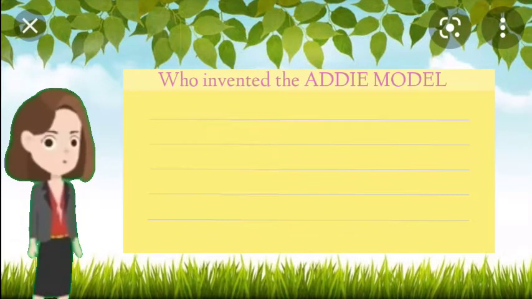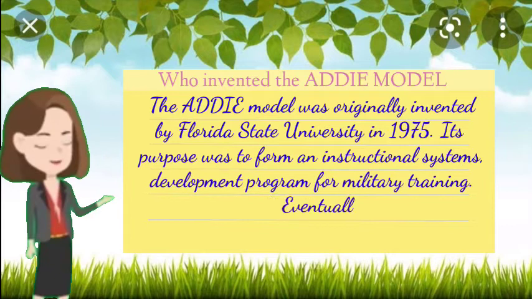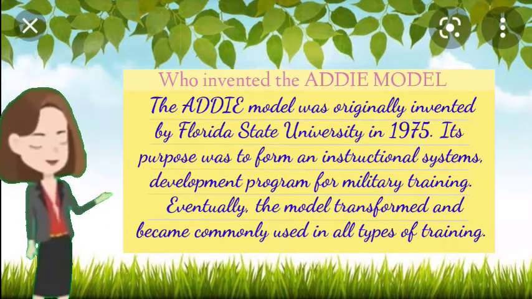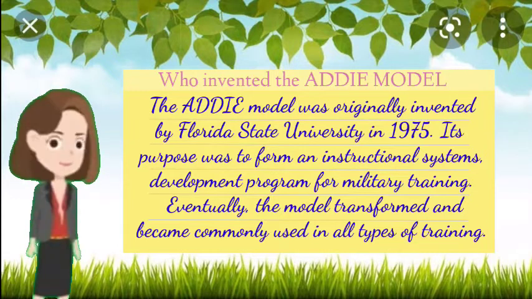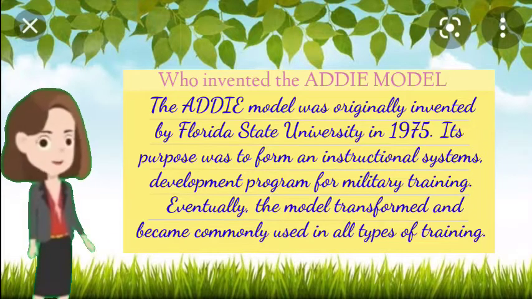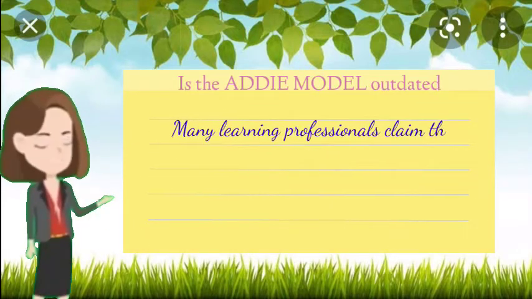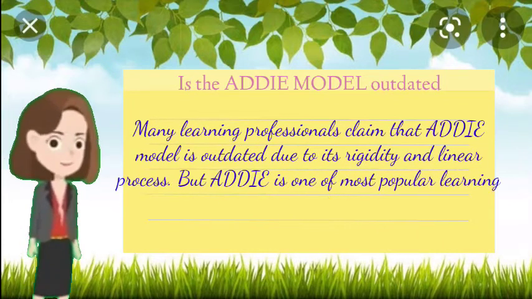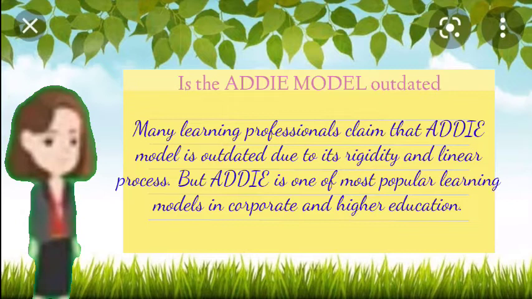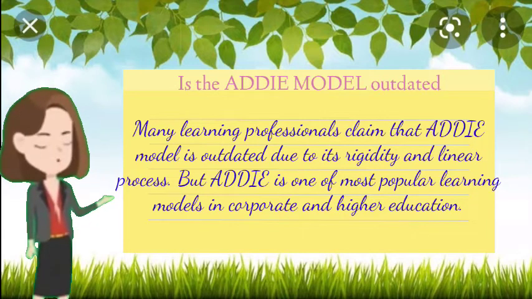Who invented the ADDIE model? The ADDIE model was originally invented by Florida State University in 1975. Its purpose was to form an instructional systems development program for military training. Eventually, the model transformed and became commonly used for all types of training. Is the ADDIE model outdated? The answer is: many modern learning professionals claim that the ADDIE model is outdated due to its rigidity and linear process. Outdated or not, ADDIE is still one of the most popular learning models in corporate and higher educations.